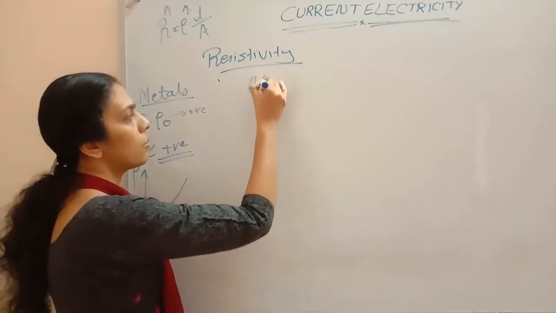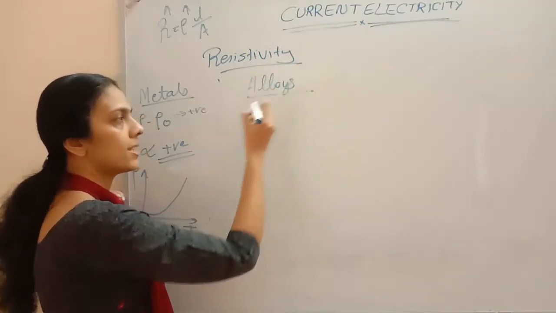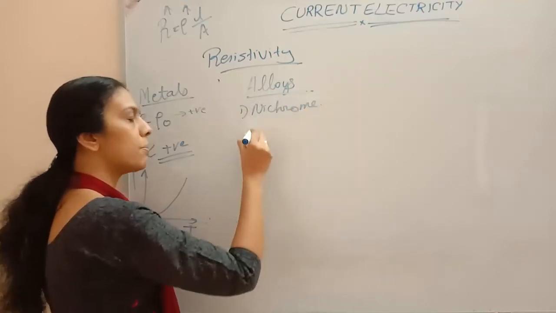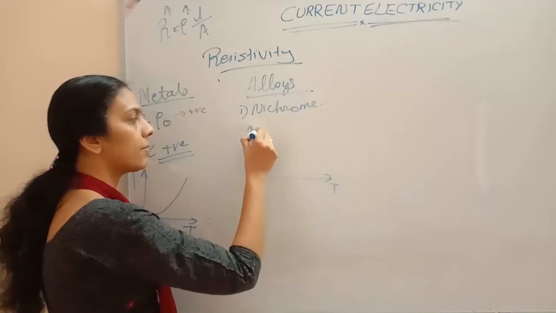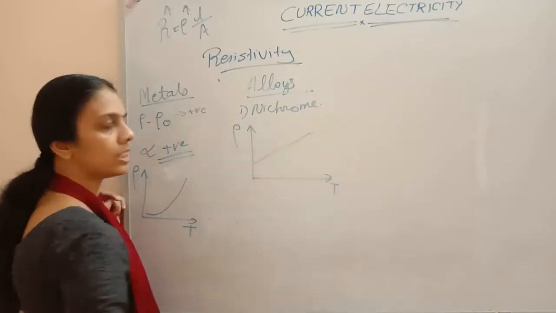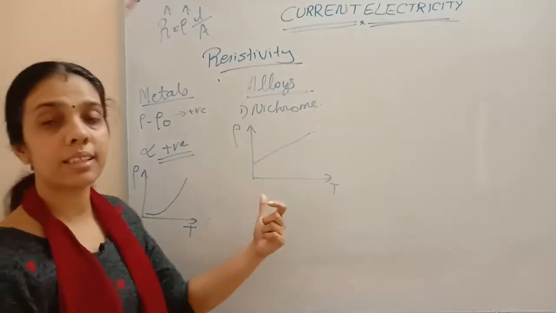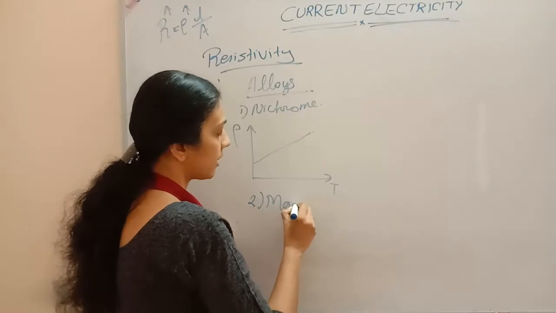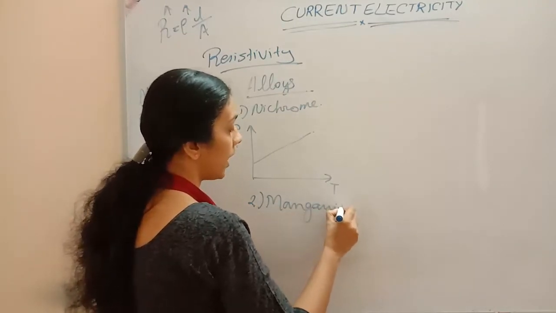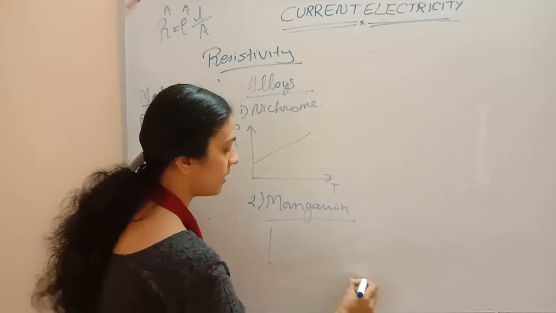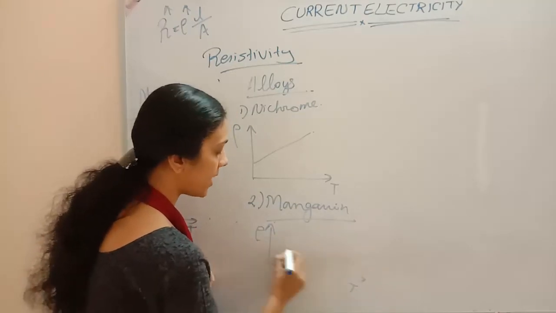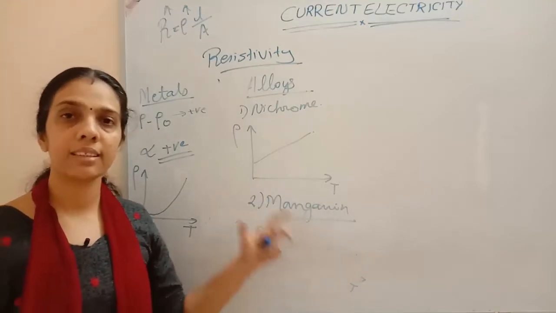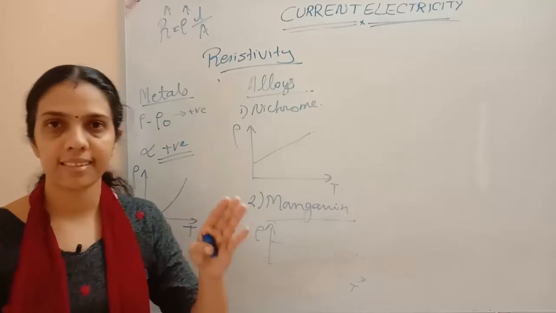Next we are considering the alloys. In the case of alloys, first I am considering nichrome. For nichrome, as temperature increases, resistivity will increase slightly. But in the case of manganese, what will happen? As temperature increases, this rho will almost remain constant. That is why manganese is used to make resistors.